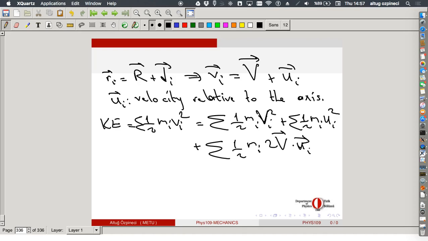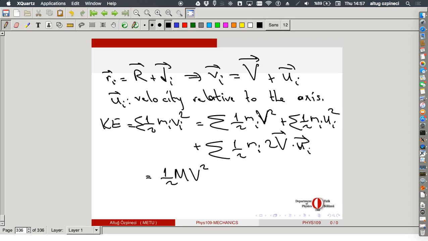Now let's look at the first term. This large V is the velocity of the axis of rotation. It doesn't change from one mass to the other one. So I can just take it out of the sum, and what I am left with is 1 over 2 m V squared. This is kind of nice, because if the object is moving with some velocity V, I would expect to have some kinetic energy of this form.